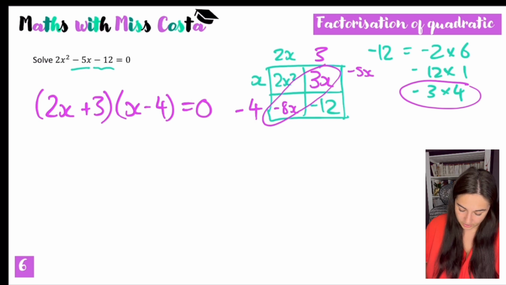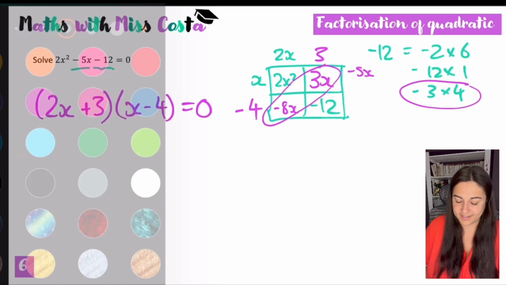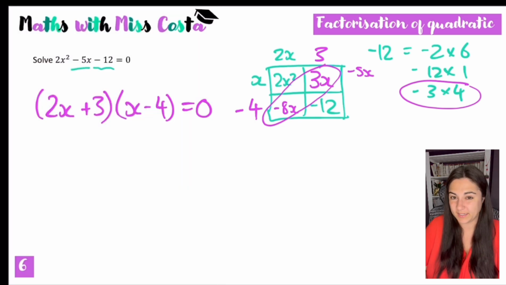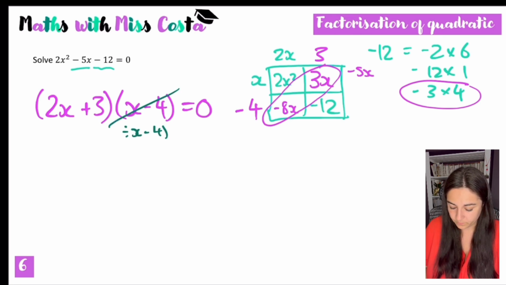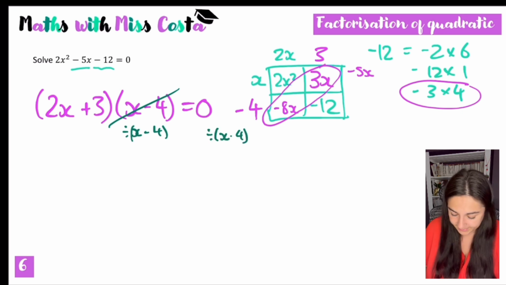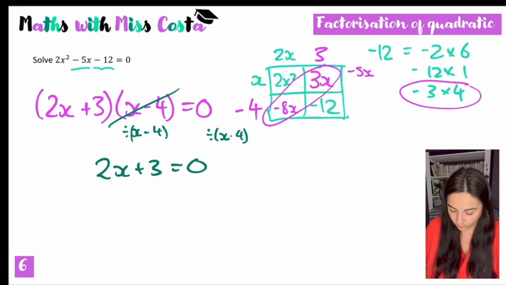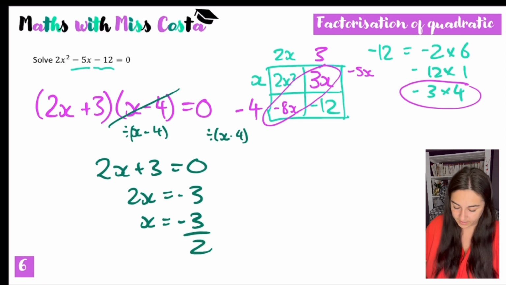Now, a lot of you might know that when you're solving a quadratic, you just make it equal to the inverse of what's in the brackets. But let me just show you why we do that. If we divide both sides by x take 4, what would we be left with? Well, 0 divided by anything is 0. So you're still left with 2x plus 3 equals 0. Then let's solve it. 2x would be -3 and x would be -3 over 2. So that's why we do the inverse of the bracket. So that's your first value.